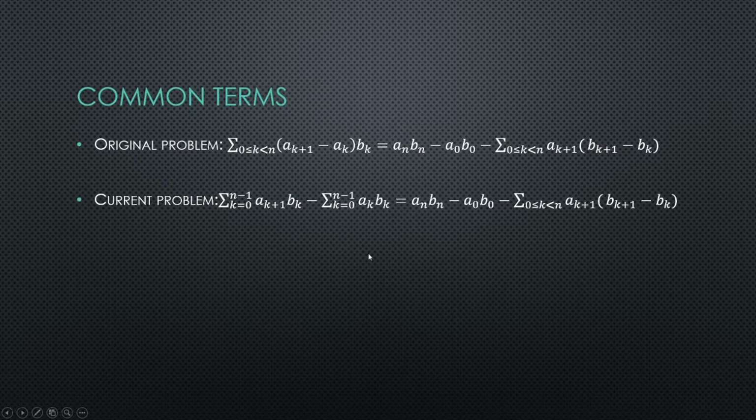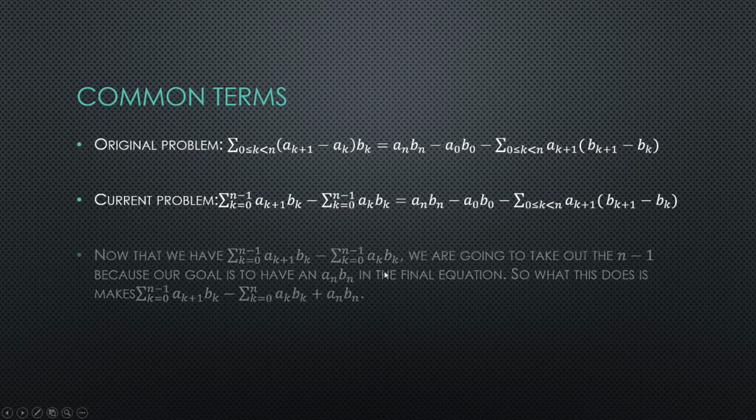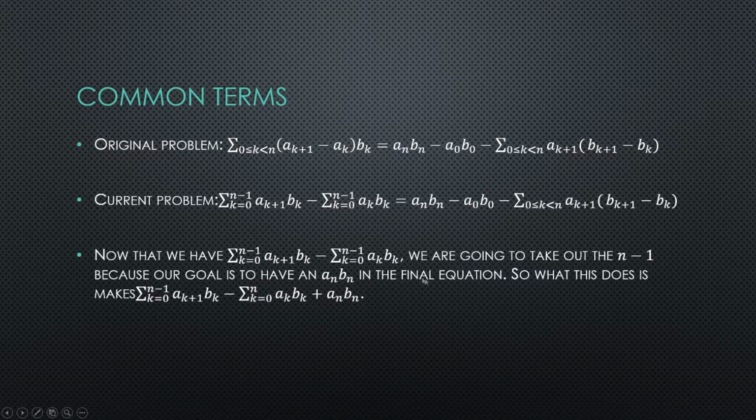So our first step is we're going to try to get this a sub n times b sub n. So what we're going to do is take out the n minus 1, because our goal is to have, like I said, the a sub n times b sub n in the final equation. So what this does is it keeps the lower bound the same, k equals 0. The upper bound will change into n, and we're going to add a sub n b sub n.